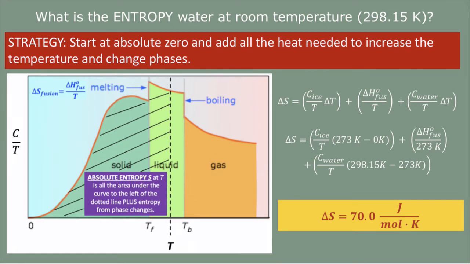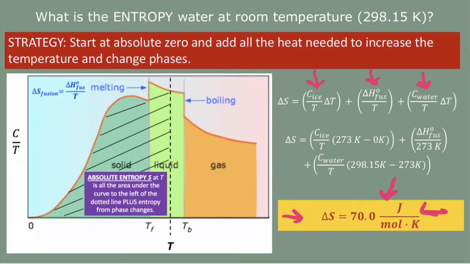The first part here, we'll do the heat capacity of ice divided by T times delta T. Then the enthalpy of fusion divided by T as we go from solid to liquid. Then we'll add the heat capacity of water divided by T times delta T. And the delta T for the ice part would be going from 273, which is 0 degrees Celsius, or the melting point of water, to 0 K, which would be our starting point. Then we divide our enthalpy of fusion by 273 K, and then we add our heat capacity of water divided by T times the current temperature, which is 298.15, minus the melting temperature, 273. And if we do all that, we get 70.0 joules per mole Kelvin.